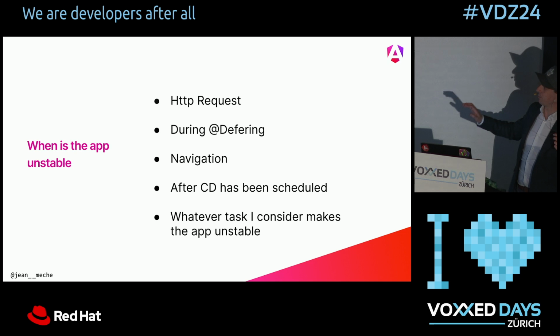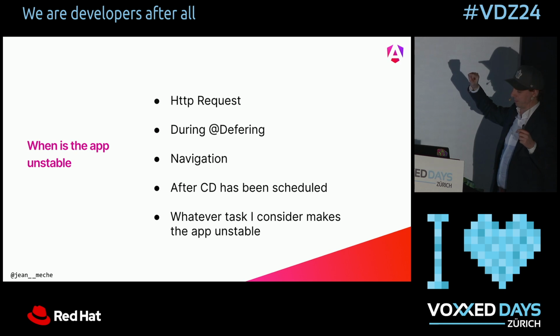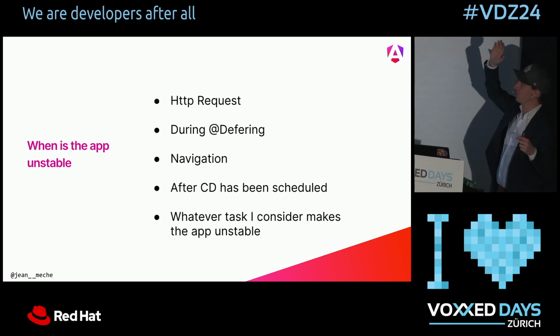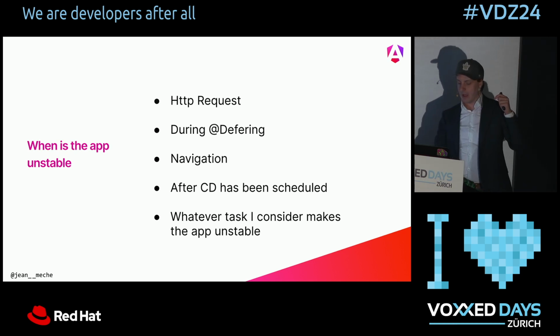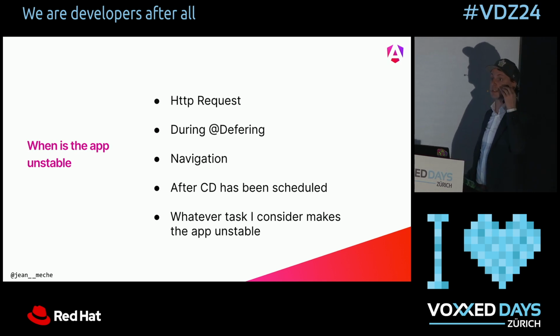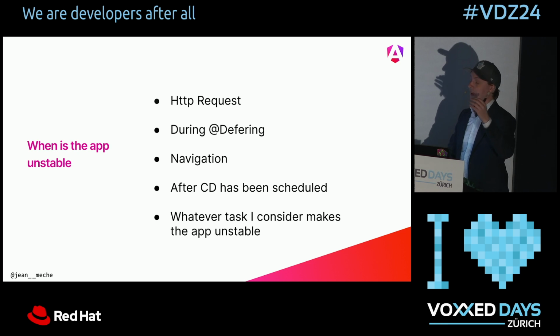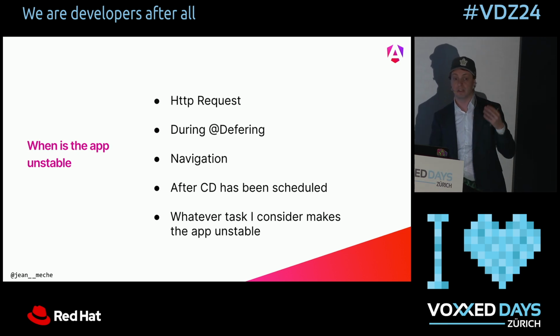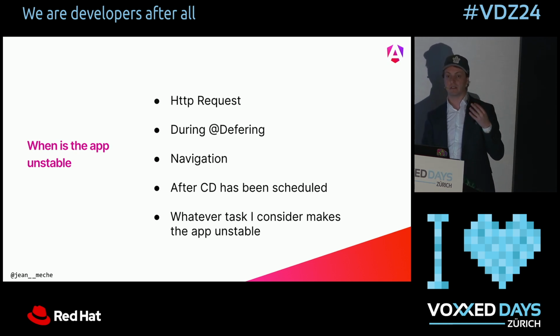So, the cases where the app is unstable: when you do some navigation, when you use defer, when you do some request, etc. After CD has been scheduled, until the change detection has been executed, your app will stay unstable. And also, whatever task you would like to make your app unstable for whatever reason, you will need to tell the framework that your app is unstable.